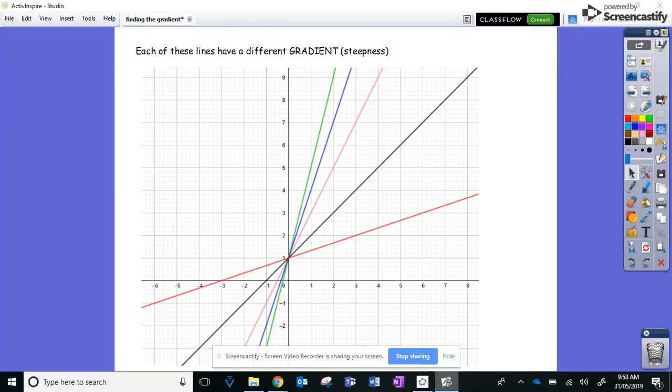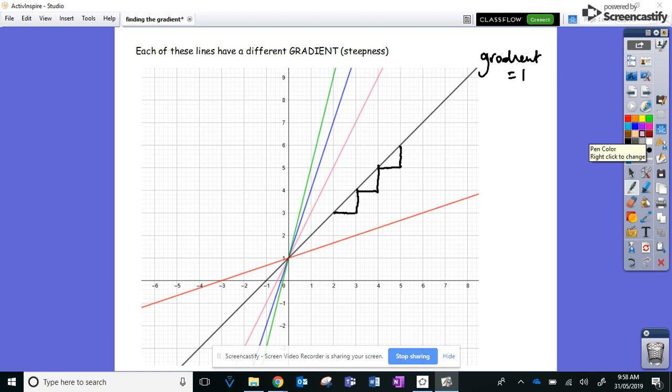Now, instead of just saying that this line is steeper than the other one, we actually assign numeric values to our steepness. And the way that we assign the value is we look to see if we imagine this black line is a ramp going up a staircase. If we took the ramp away, every time we took a step forward, we would be going up one. One across, one up. One across, one up. So this black line, we would say, has a gradient equal to 1.